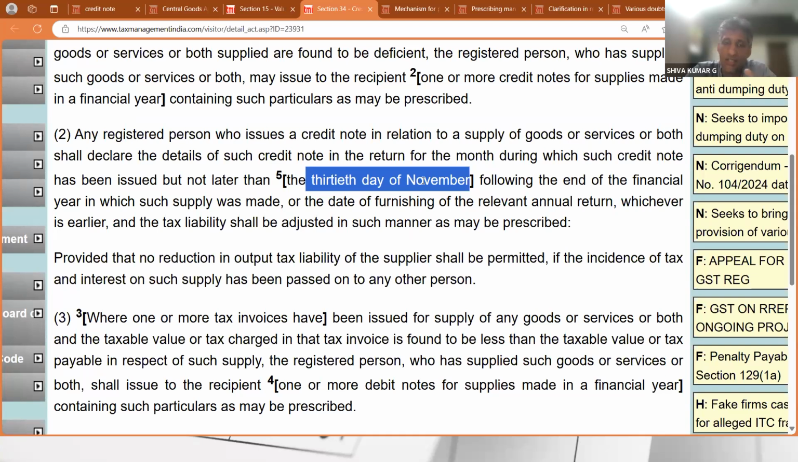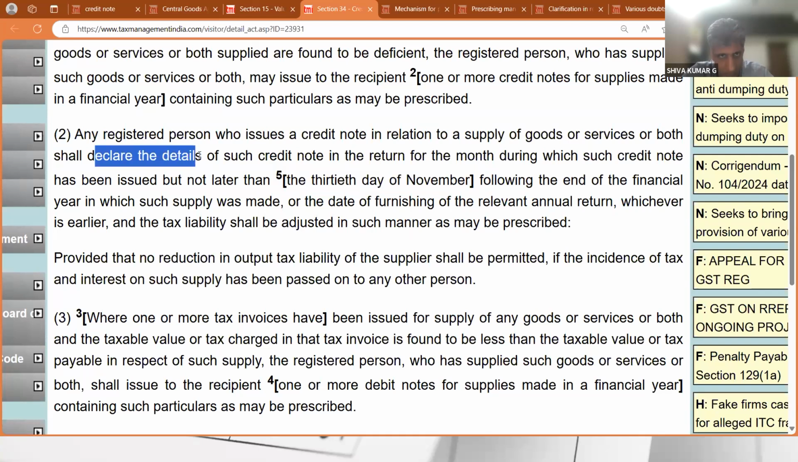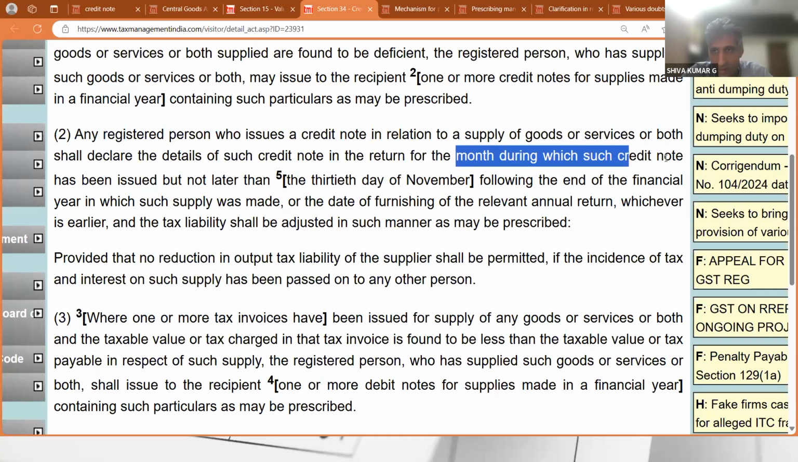What if the credit note is dated 25th October, but I am declaring it in the November month return or December month return? Can I argue that the credit note is within 30th November, only the reporting is missed? Can we say that? I have my doubts. It's very difficult to say, because the section is worded saying that the person shall declare such credit notes in the return for the month when such credit notes are issued, but not later than 30th November. Whether this 30th November is for the declaration or for the month is not very clear. The English is very vague.